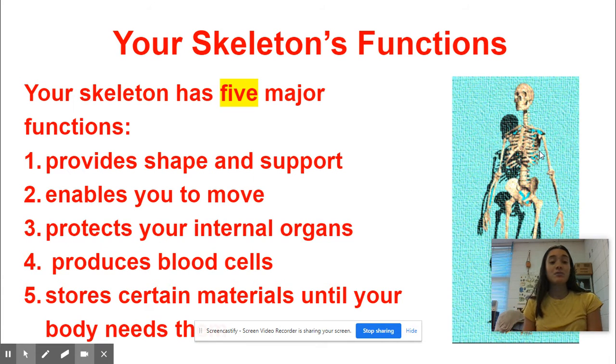The next one, it enables you to move. The skeletal system actually works with the muscular system to help you move and to help you walk and to help you lift your arm and help you tilt your head or shake no and shake yes. The next thing, it protects your internal organs.